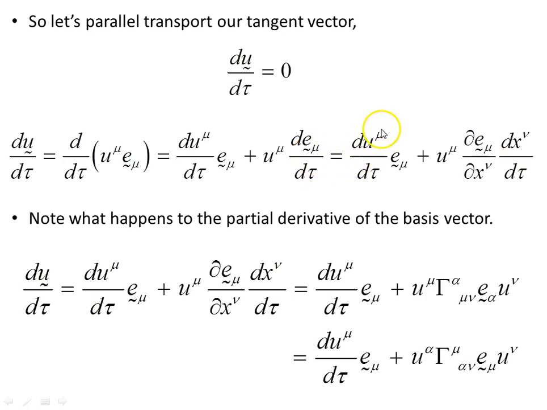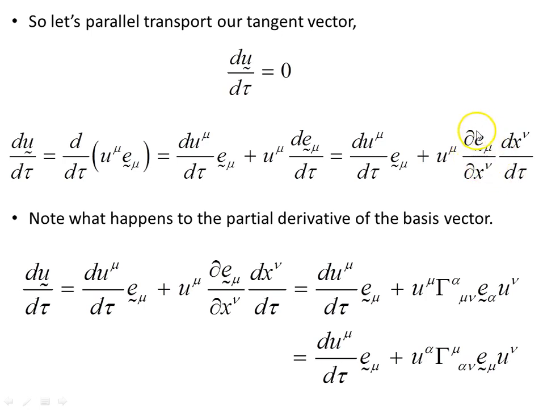So that's du^μ/dτ e_μ plus. Now if we look over here, we've now taken the partial derivative of the basis vector with respect to the coordinates on the manifold or the space, and then the derivative of the coordinates with respect to τ, the parameter proper time.